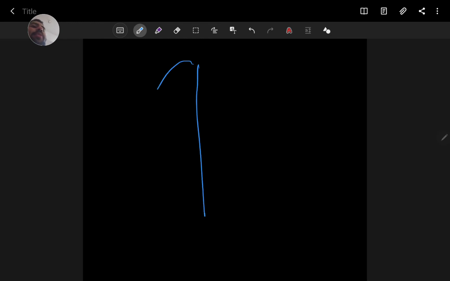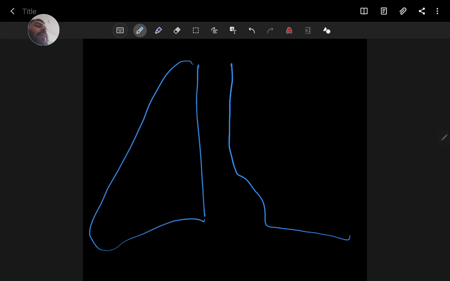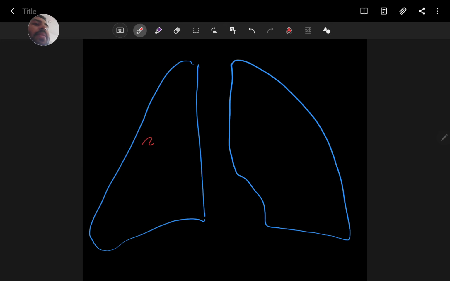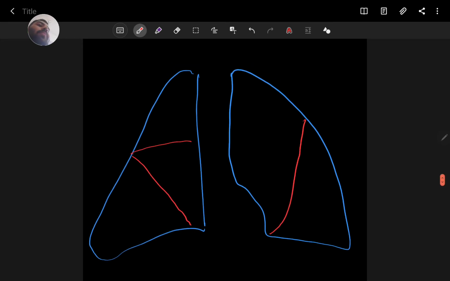The most important thing is that what we don't understand, we try to memorize by making some jugad. You don't have to do it. Now let us divide into lobes. This is the oblique fissure, this is the horizontal fissure, and on the left side you have just the oblique fissure.